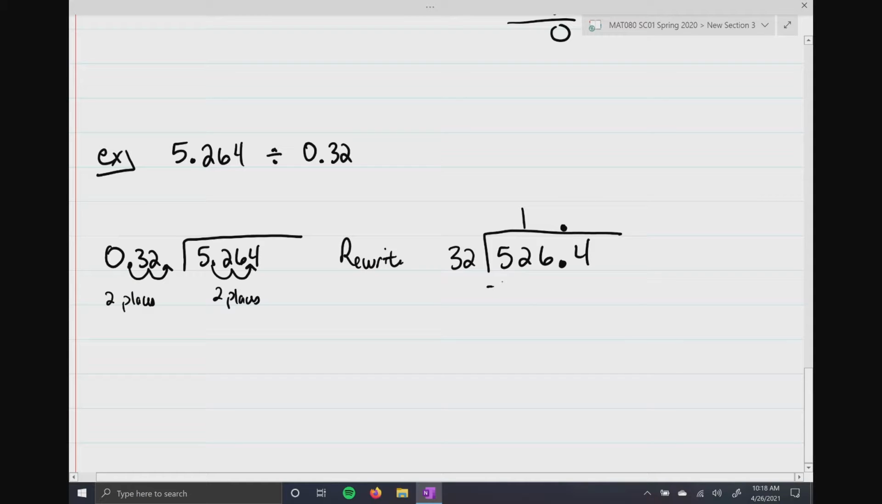It's going to be a 32. Now I just subtract. 2 minus 2 is 0. 5 minus 3 is 2. Drop down my 6. 32 goes into 206 6 times. It's going to be 192. Once again, I subtract. That'll give me 14. Drop down the 4. 32 goes into 144 4 times.